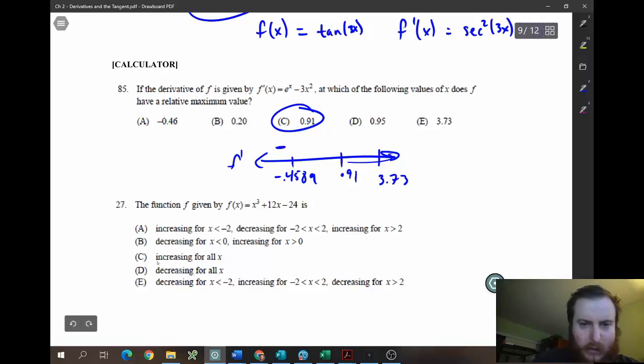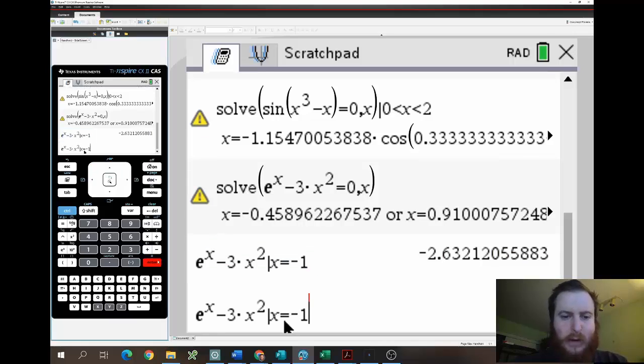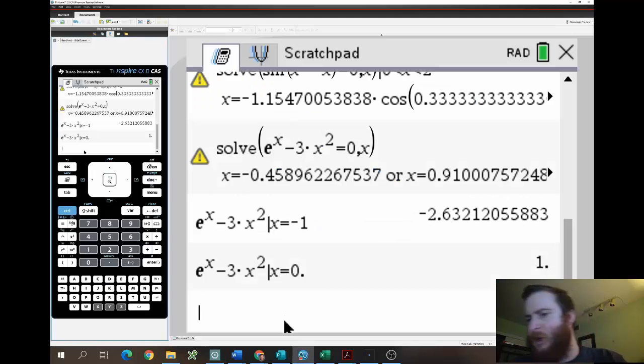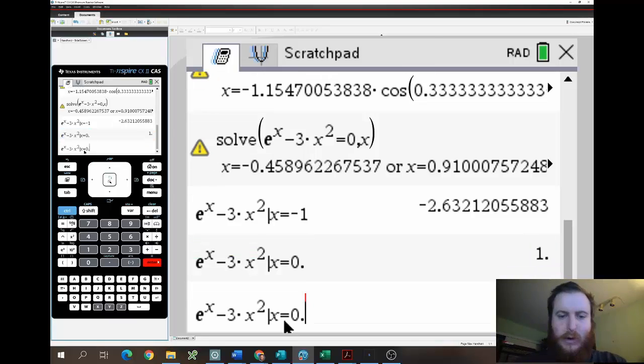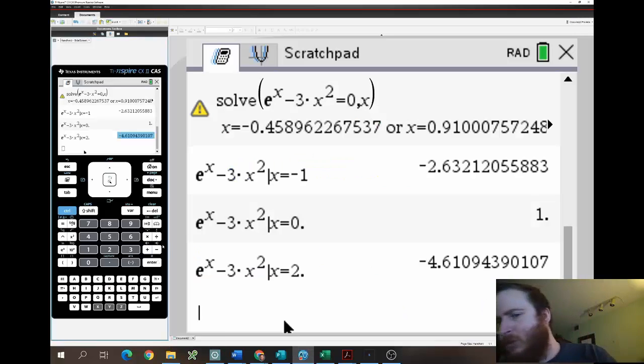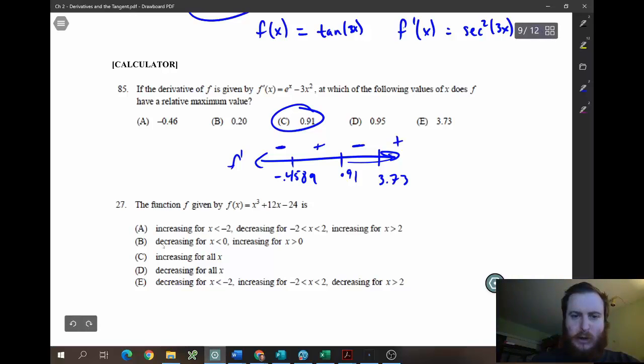So I get a negative value. Then something in between negative 0.45 and 0.90. Control Enter to get a decimal. We get positive. And in between 0.91 and 3.7, you do 2. Control Enter to get a decimal. And then after 3.73, so Control Enter to get a decimal, we get positive. So we see that we have minimum, maximum, and minimum.